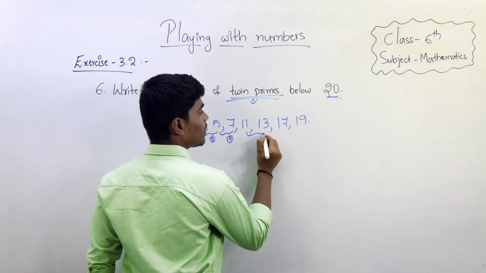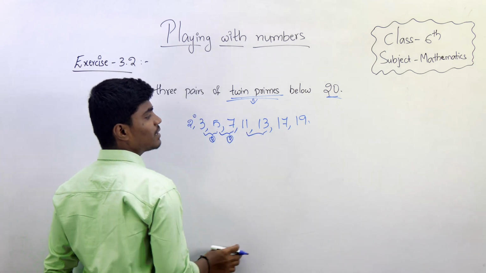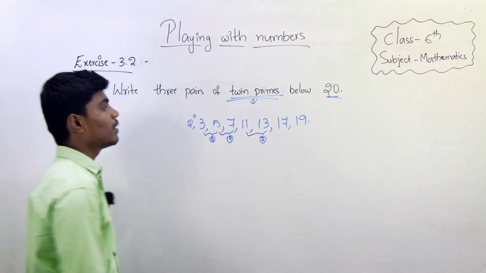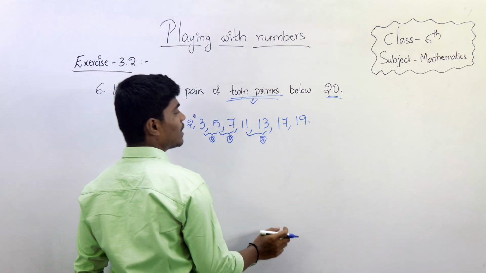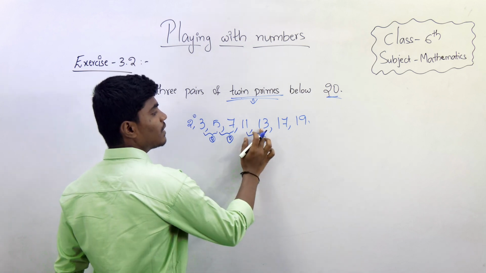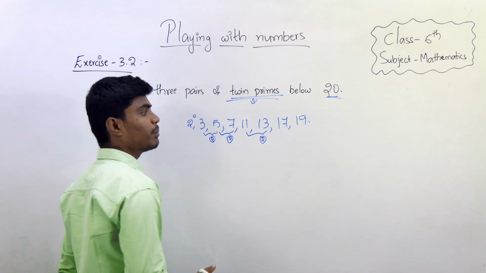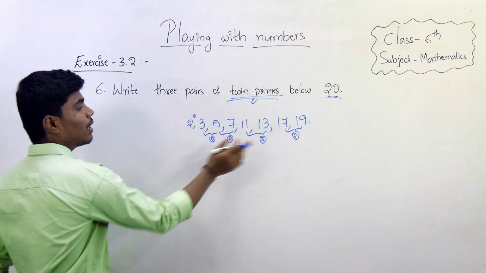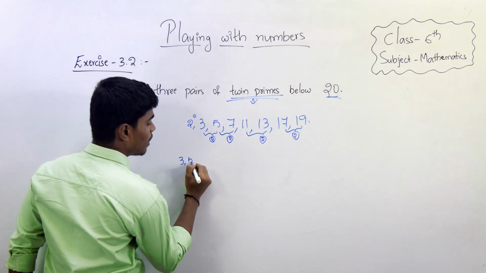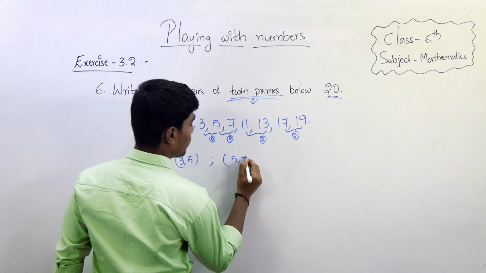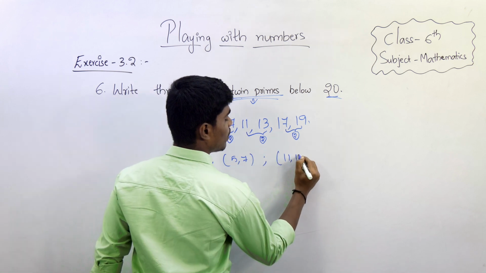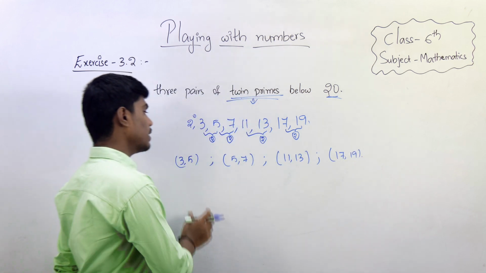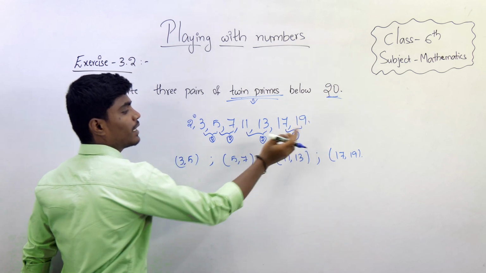Now 11 and 13. The difference is 2. So this is also a twin prime. Now 13 and 17. The difference is 4. So 13 and 17 are not twin primes. Now 17 and 19, the difference is 2. So here, what are the twin primes? 3 and 5, 5 and 7, 11 and 13, 17 and 19. These are the twin primes below 20.